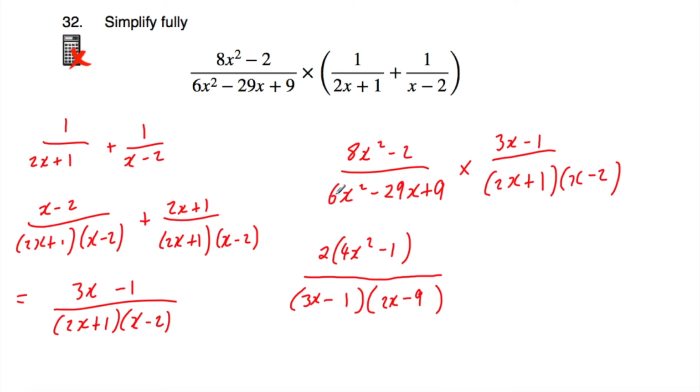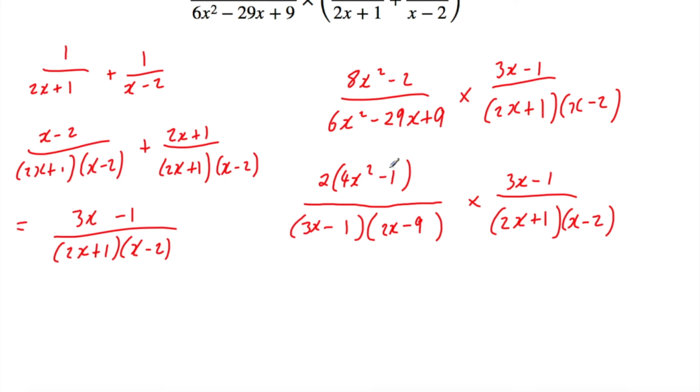3x times 2x is 6x squared. 3x times minus 9 would be minus 27x. So we're nearly there. And then minus another 2x would be minus 29x. And that's it. That's perfect. And then multiply by 3x minus 1 over, and then in brackets, 2x plus 1, close brackets, x minus 2. Okay, now let's deal with this difference between two squares here.